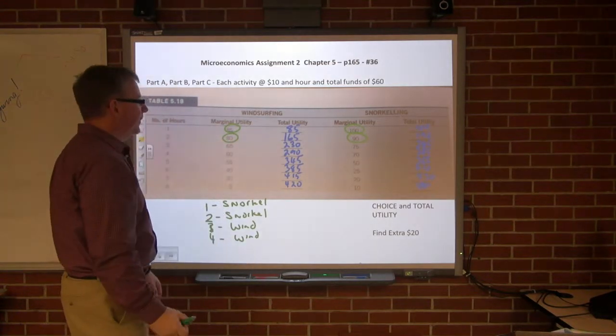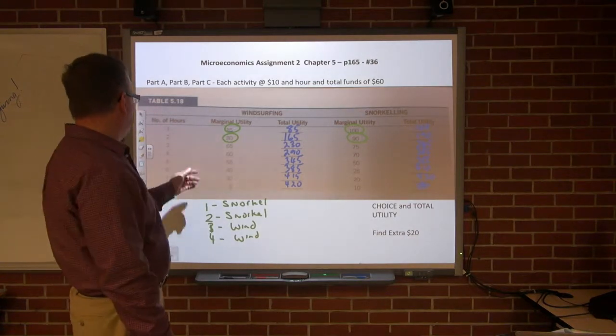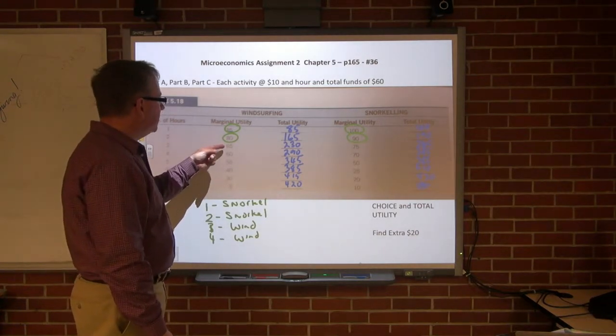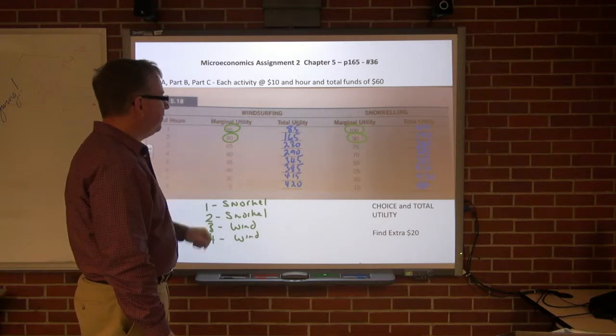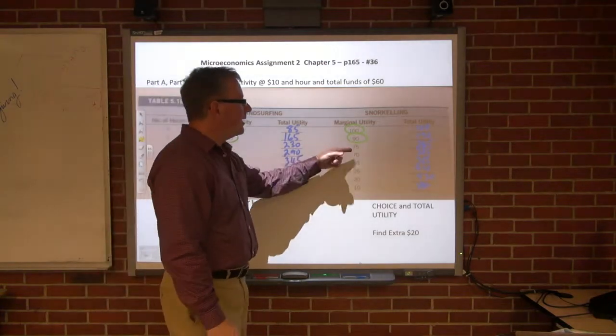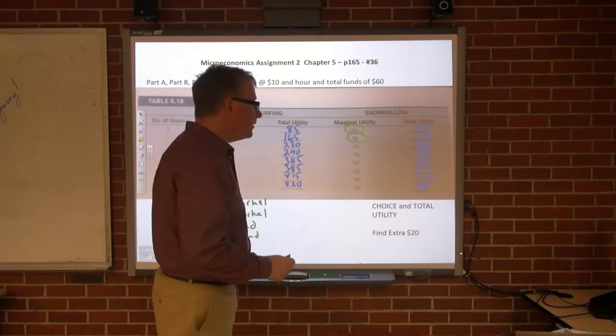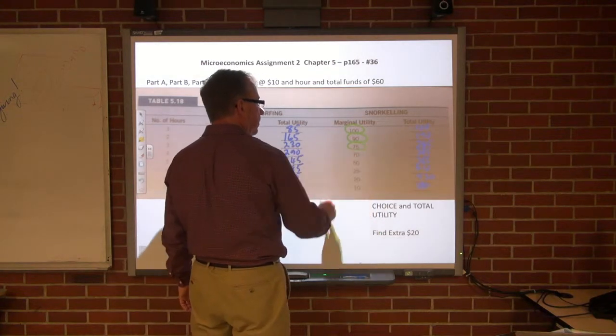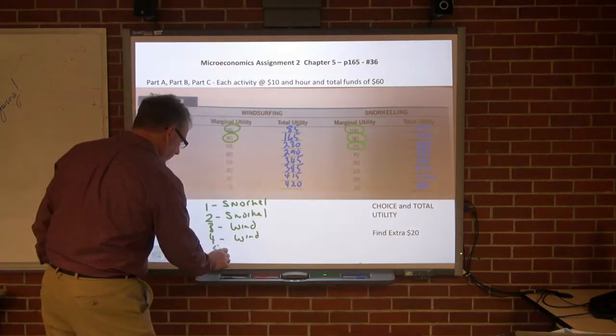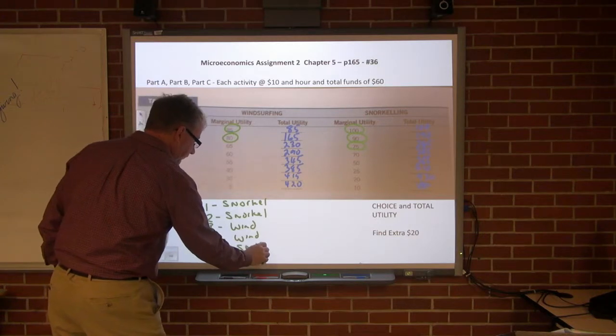We have $20 left. We go back to the yard again, and we say, well, a third hour of windsurfing gives us a marginal utility of 65, whereas a third hour of snorkeling has a marginal utility of 75. We're going to go snorkeling. So let's snorkel. So our fifth hour, we're going to snorkel.